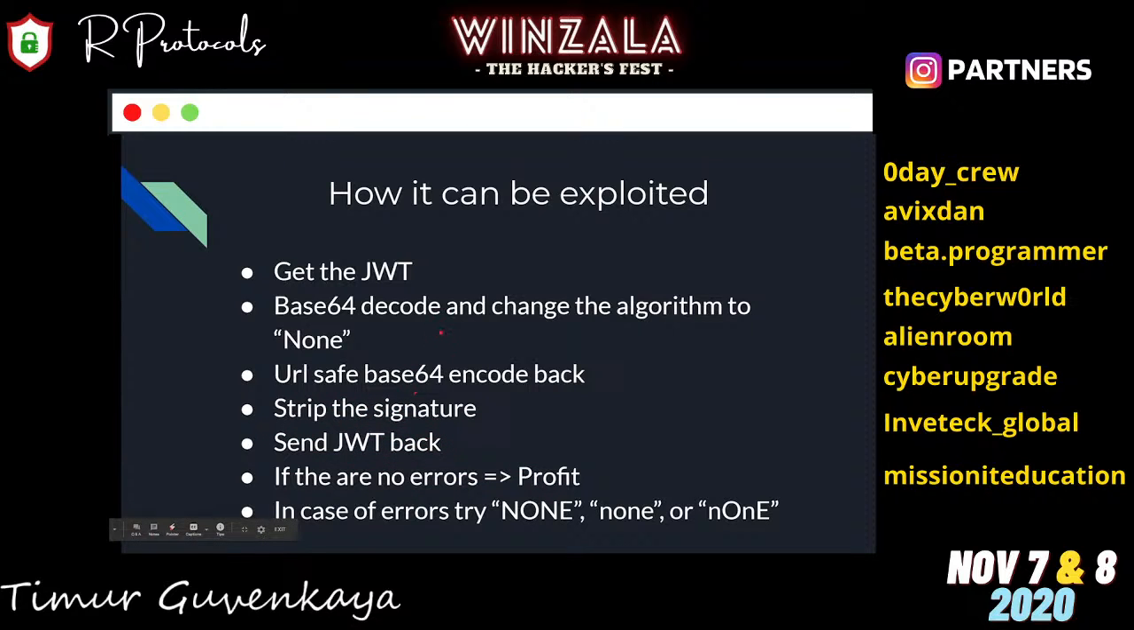You don't have to tamper with the payload in the first run, so that it's easier for you. You can just directly change the algorithm to none. If it gets accepted, then you can change some stuff in the payload afterwards. It doesn't matter if you change something in the payload and it does not work, so it's better to just change the header for now. In case of errors, just try none, None, or NONE. By all of them, I mean lowercase, capital first letter, and mixed case ones.